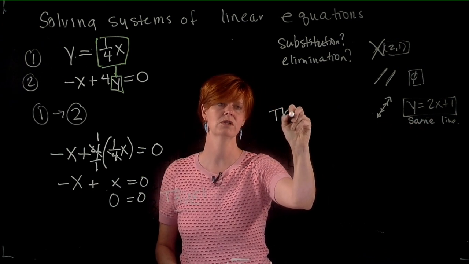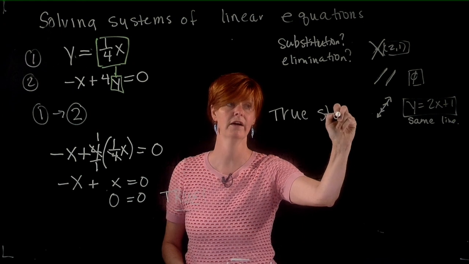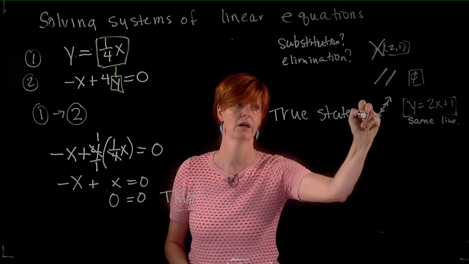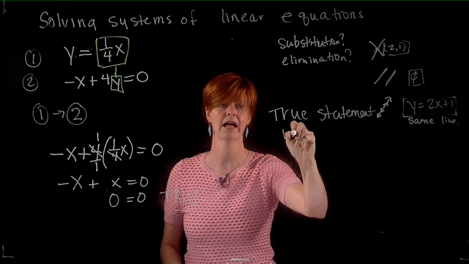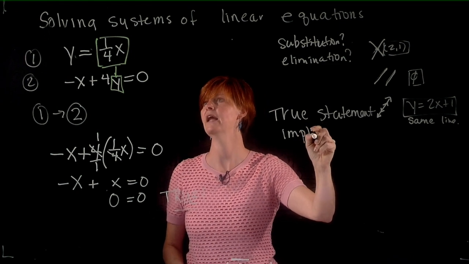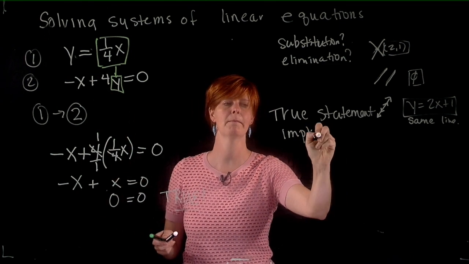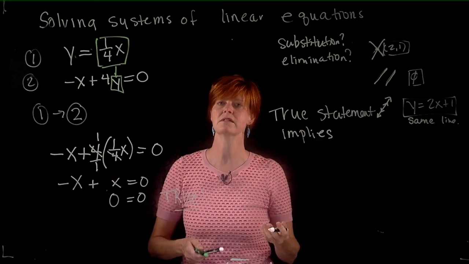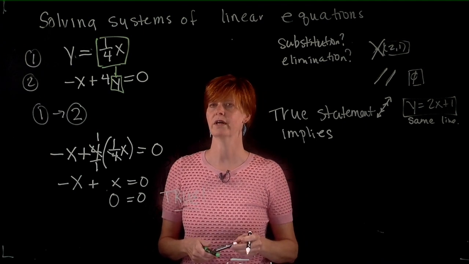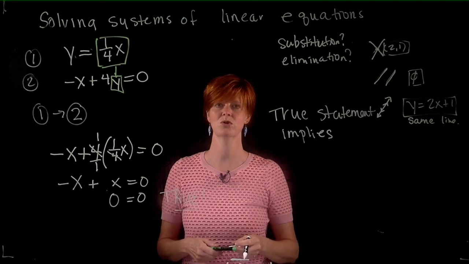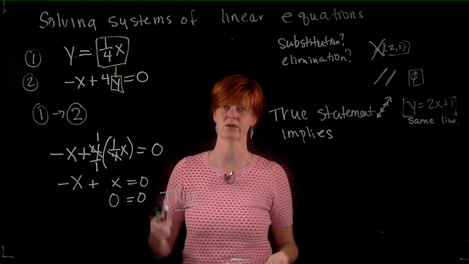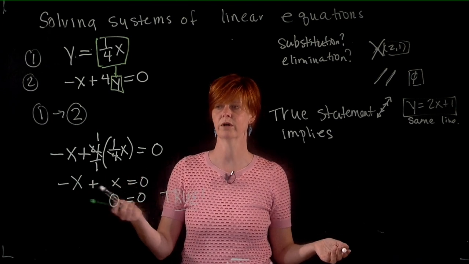So now what we have is the third possibility. If you get a true statement and the variables are gone, what it implies is that you really had the same line. Now, you may have been able to see that by just rearranging, and that would be sufficient work. So give the grader something to grade. Don't just say what you think the answer is. There's no point, right?